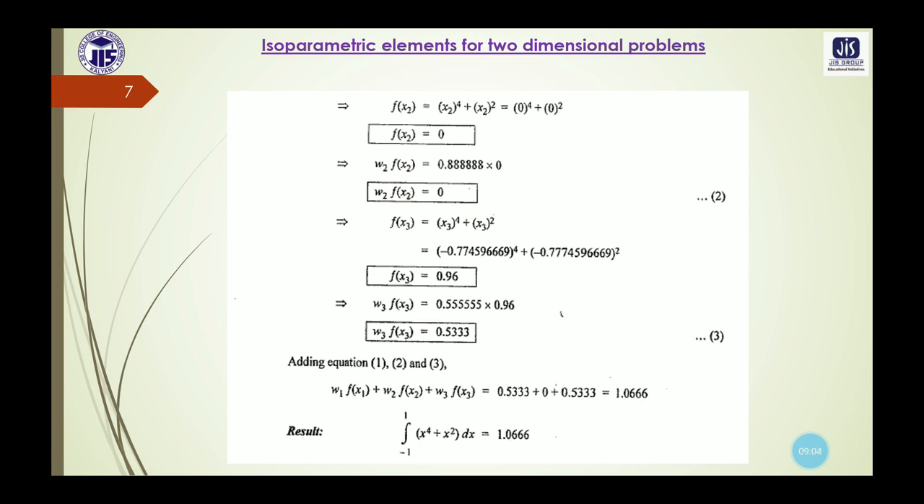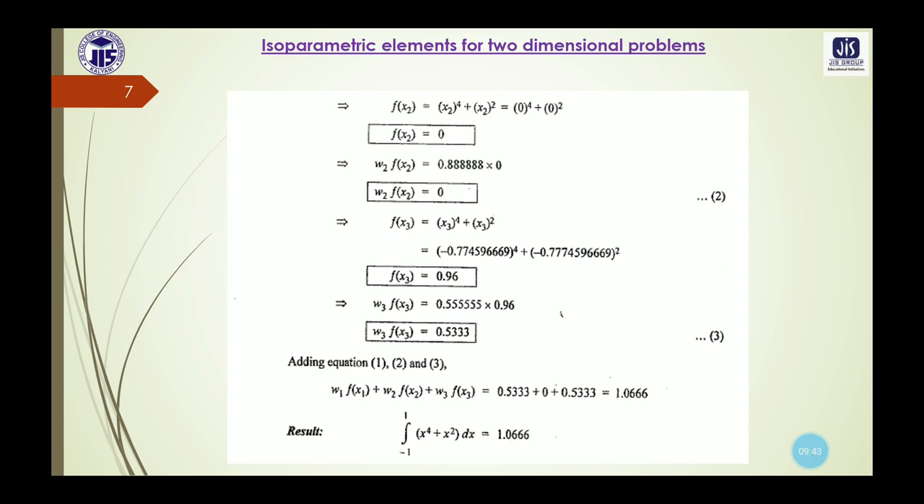Now, as this is a 3-point Gaussian quadrature, we need to add these 3 different equations. So finally we will get w1 f(x1) plus w2 f(x2) plus w3 f(x3). The final result we are getting is 1.0666. So this is the final result for the integral that we have got using the Gaussian quadrature concept.